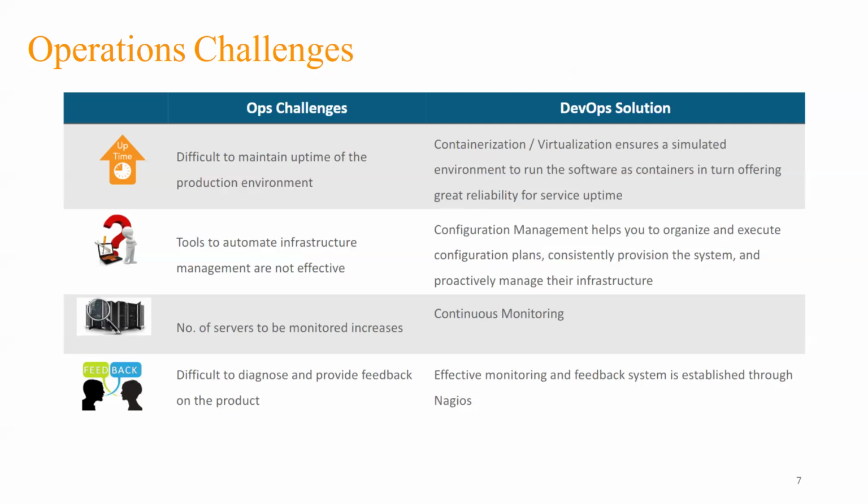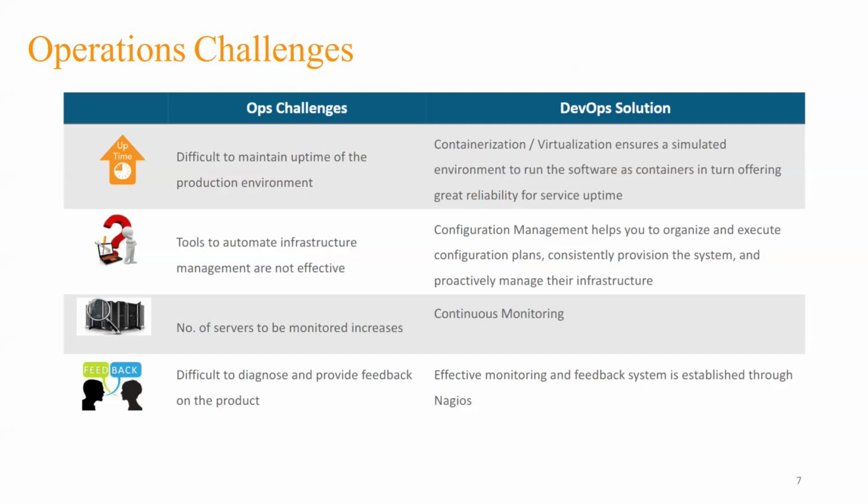Say, for example, if there is one server, we can get the logs and identify the traffic in and traffic out. But when there are multiple servers in the production environment, how do we monitor them? That is what we have to understand. Monitoring a large number of servers is difficult. But when you go to DevOps, we have a set of tools which will help you monitor them. I'll talk about that in 5 minutes. So it is difficult to diagnose and provide feedback on the product.